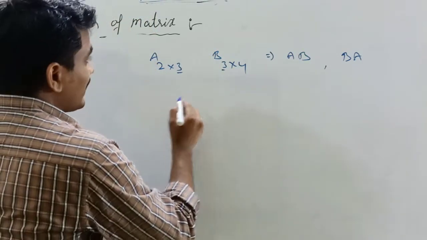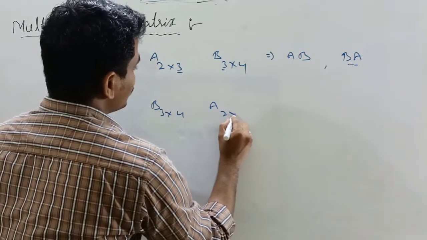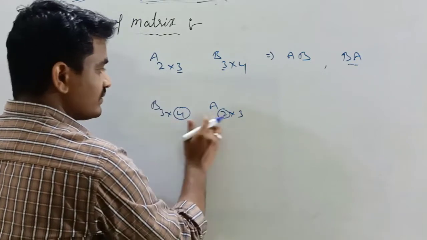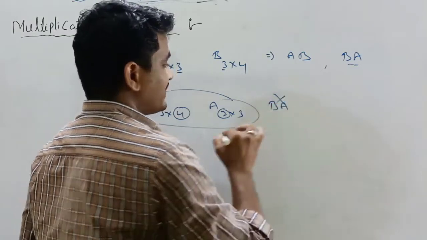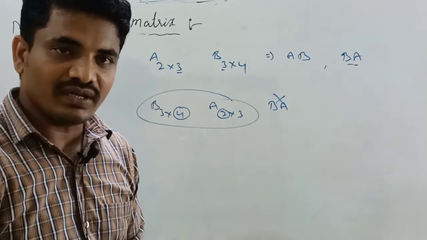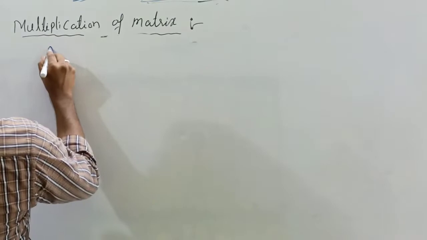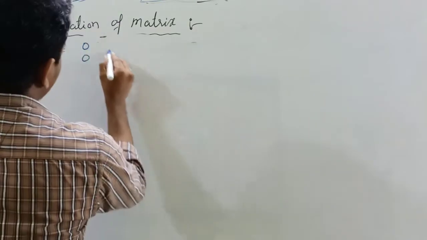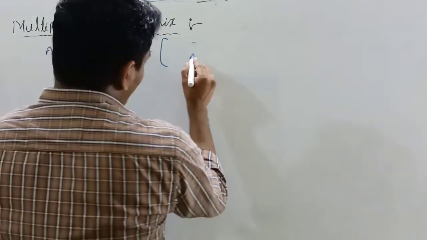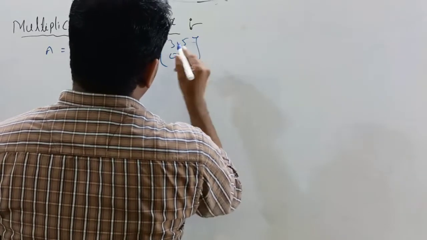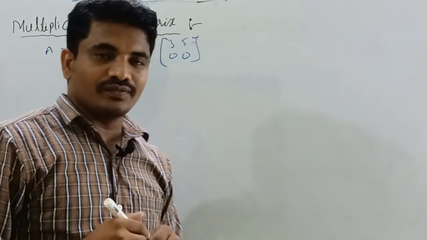But here, when I write BA, first we write B as 3 by 4 and A as 2 by 3. Once you observe, the number of columns and number of rows are not equal. So that's why the multiplication BA does not exist. BA does not exist. Got it? And next point.